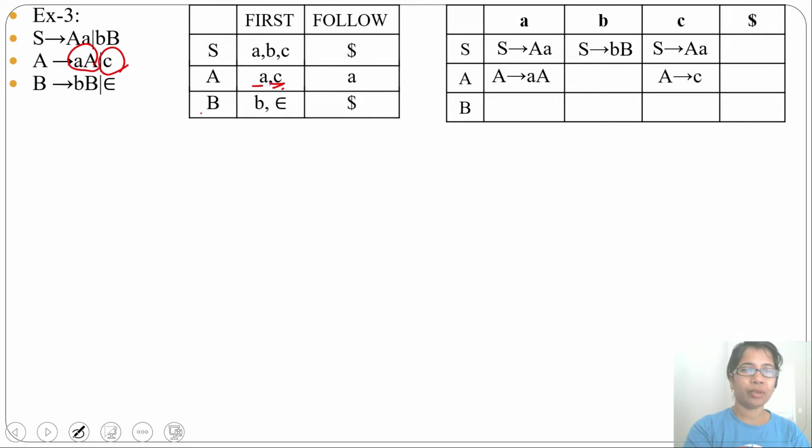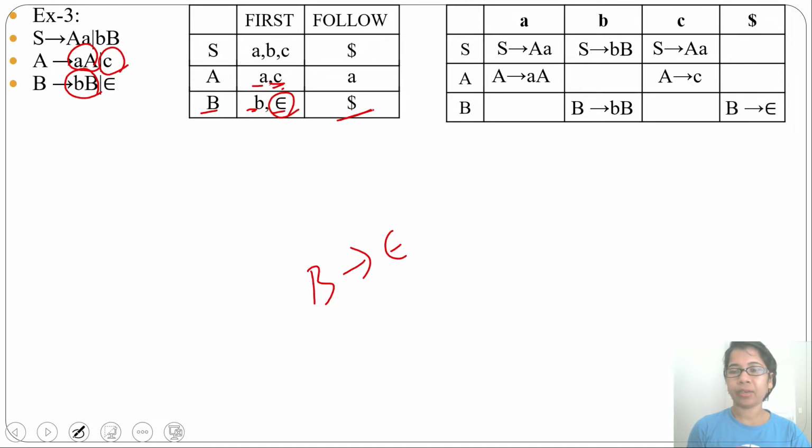Next we will do for B. What is first of B? First of B is B and epsilon. We got B due to this production BB. So write down B derives BB below B. Where will we write B derives epsilon? B derives epsilon we will write in follow of B. What is follow of B? It is dollar. So we'll write B derives epsilon in the dollar column.